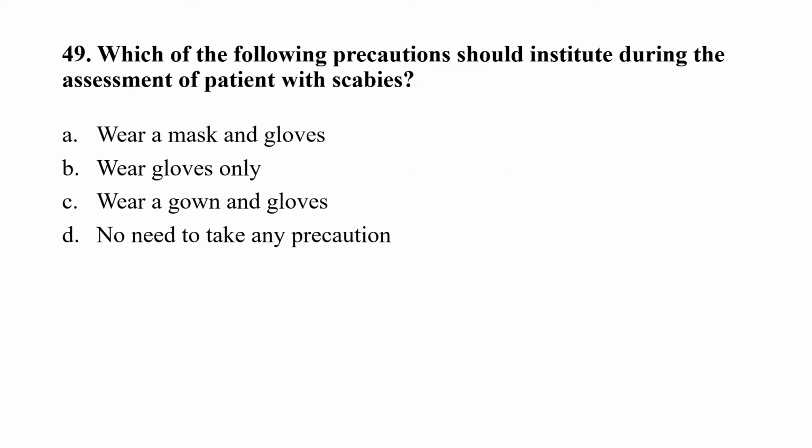Question number 49. Which of the following precautions should be instituted during the assessment of a patient with scabies? Option A, wear a mask and gloves. Option B, wear gloves only. Option C, wear gown and gloves. Option D, no need to take protection. The correct option here is option C, wear a gown and gloves.